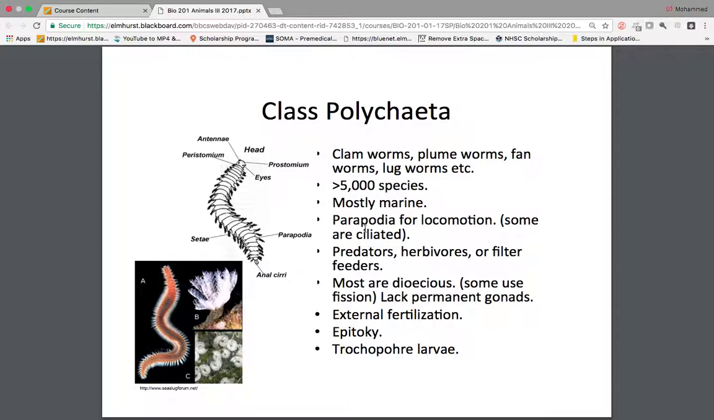Almost all of them are marine. They've got these parapodia sticking out the side that looks like, remember what para means?